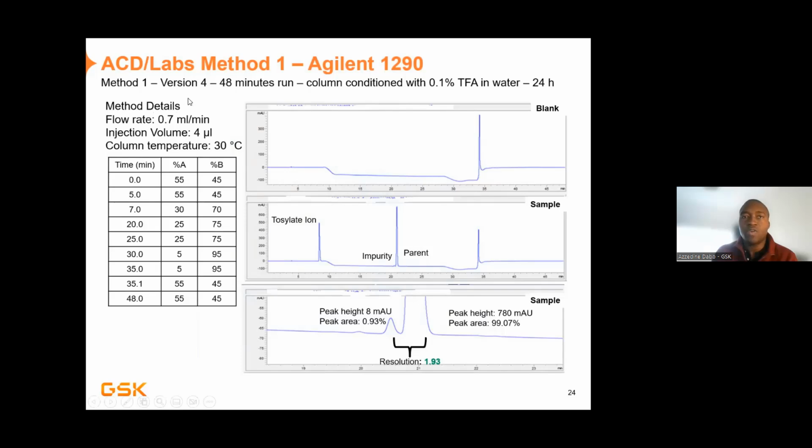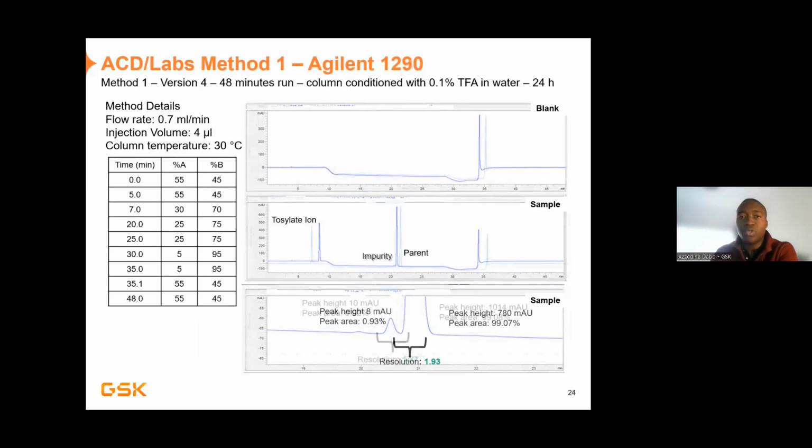After trying out various different combinations of those conditions, what I was able to come up with is finally method 1, version 4. So this is using the 0.1% TFA in water column. And what we can actually see here is that we have a runtime of 48 minutes at 30 degrees using a flow rate of 0.7 mL/min. So this is the blank injection. At the bottom of it, we have the sample injection. And now we can see the resolution between our API and the isomeric impurity. And now we're seeing a resolution of 1.93. So this is an improvement compared to what we've seen before, which is about 1.55.